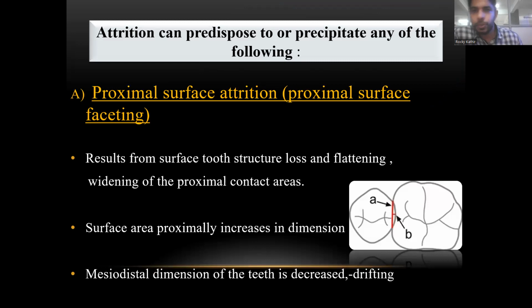Attrition can predispose to or precipitate any of the following conditions. Proximal surface attrition or proximal surface spacing results from surface tooth structure loss and flattening and widening of the proximal contact areas. There is an increase in the dimension of the surface area proximally and a decrease in the mesiodistal dimension. The overall arch length is decreased in the case of proximal surface attrition.